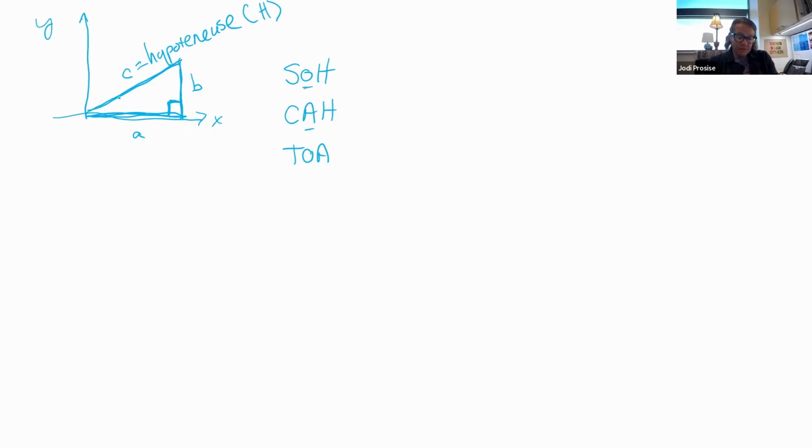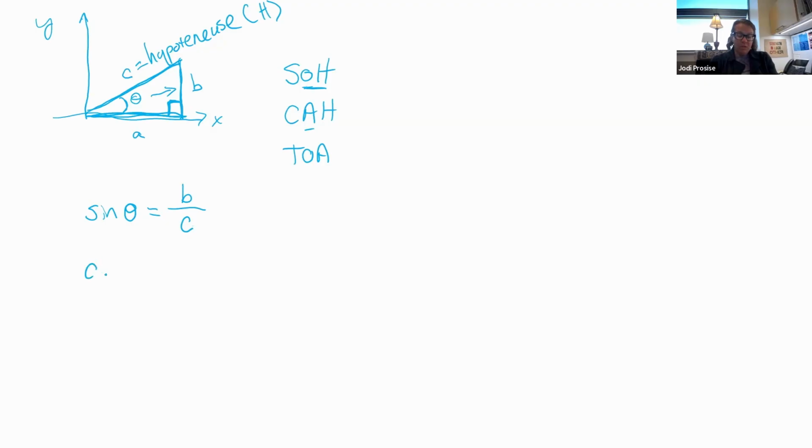So let's talk about this angle here. We'll call it theta. How can we define theta? We can use, say, sine of theta. So the sine of theta is equal to the opposite over the hypotenuse. So the opposite of theta would be B, and then the hypotenuse is C. So sine of theta is equal to B over C.